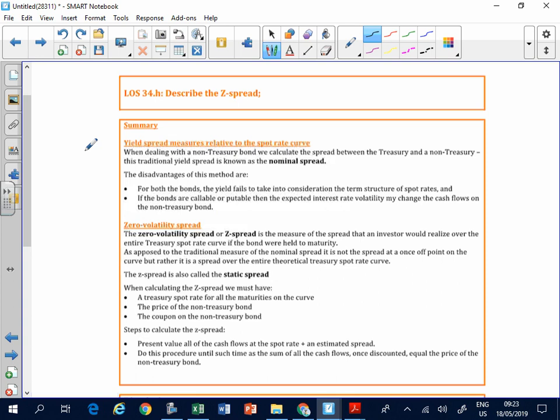Okay, so Z spread. What's a Z spread? No, the starting point is the definition. But what is it? Another characteristic, part of the definition. But what else?